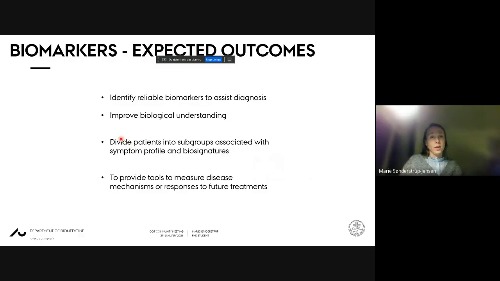We also hope to improve the biological understanding of what is going on. And also, as I mentioned before, to divide patients into subgroups, because this might help even look at severity or at prognosis in the longer term, obviously. And in the even longer term, we hope that it could provide tools to measure disease mechanisms or even responses to future treatments, but that's quite far down the road.